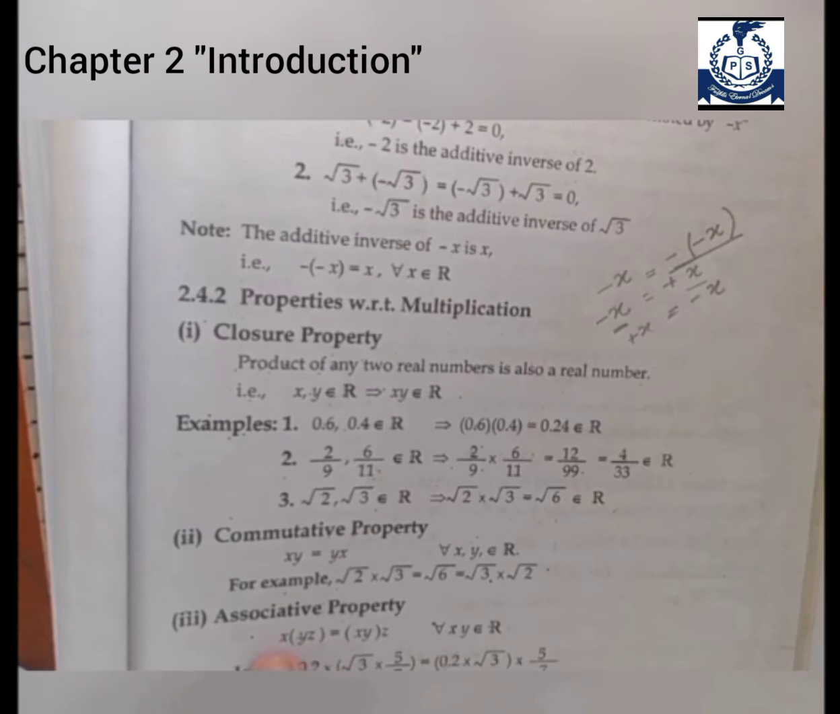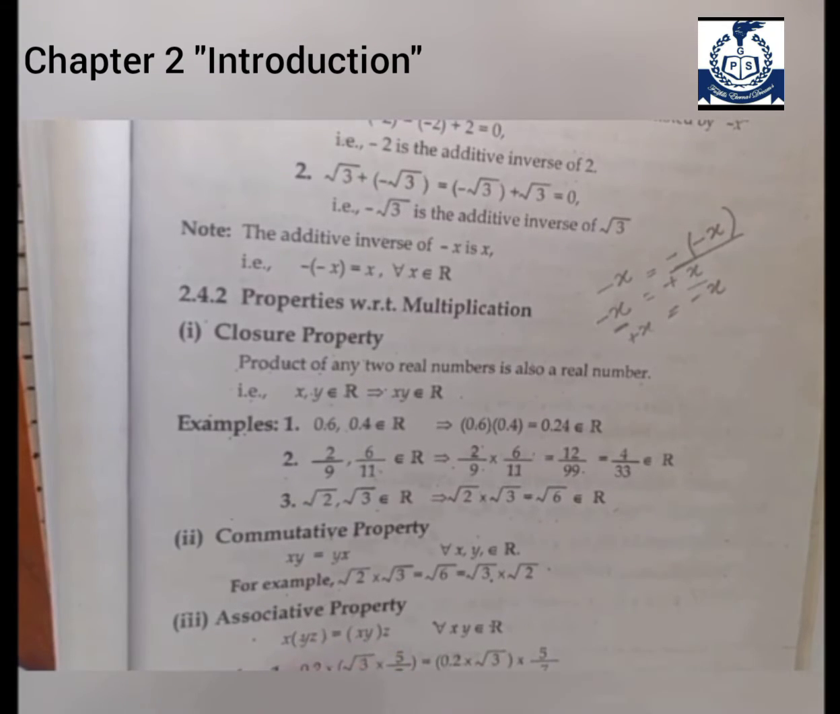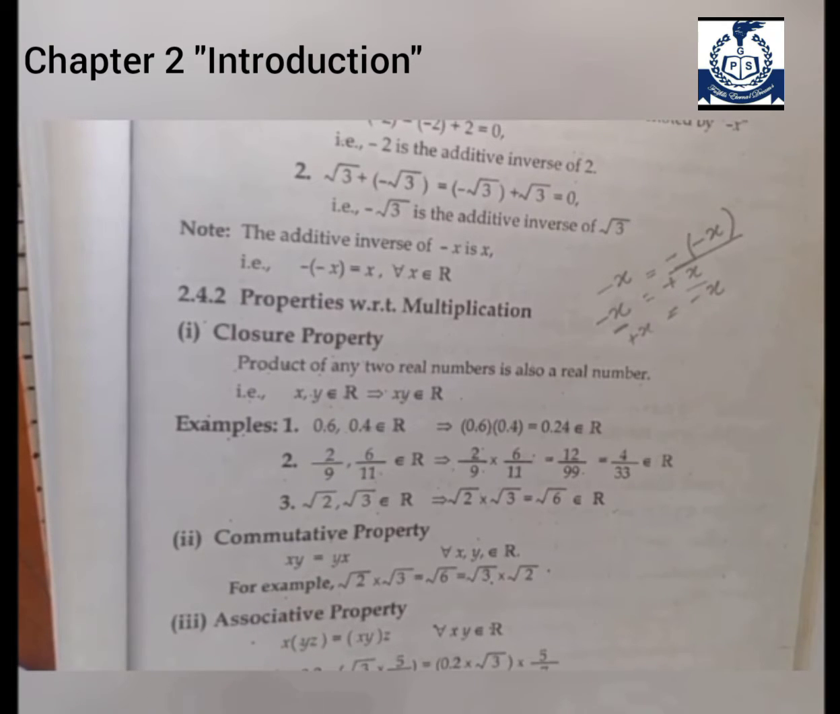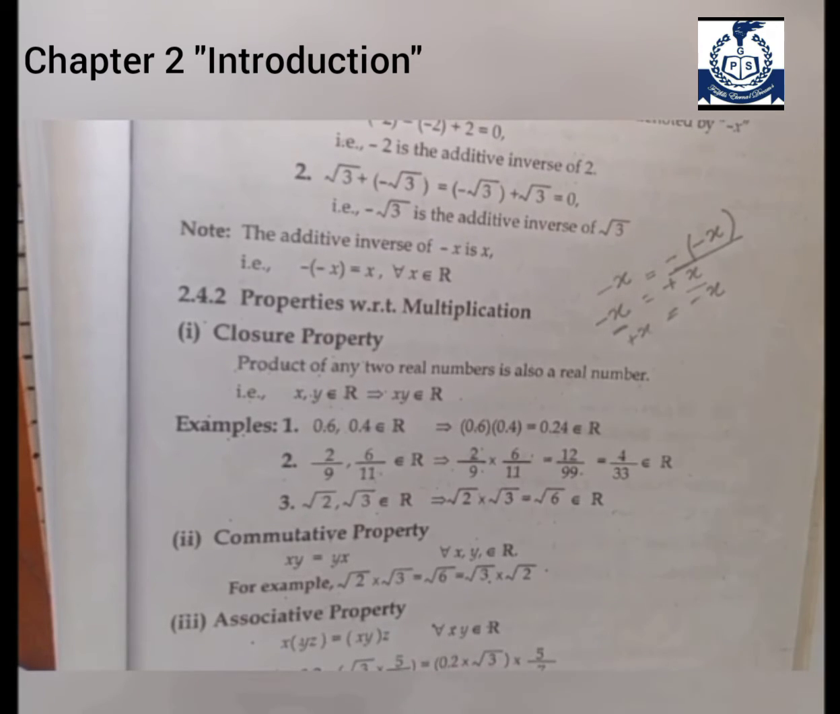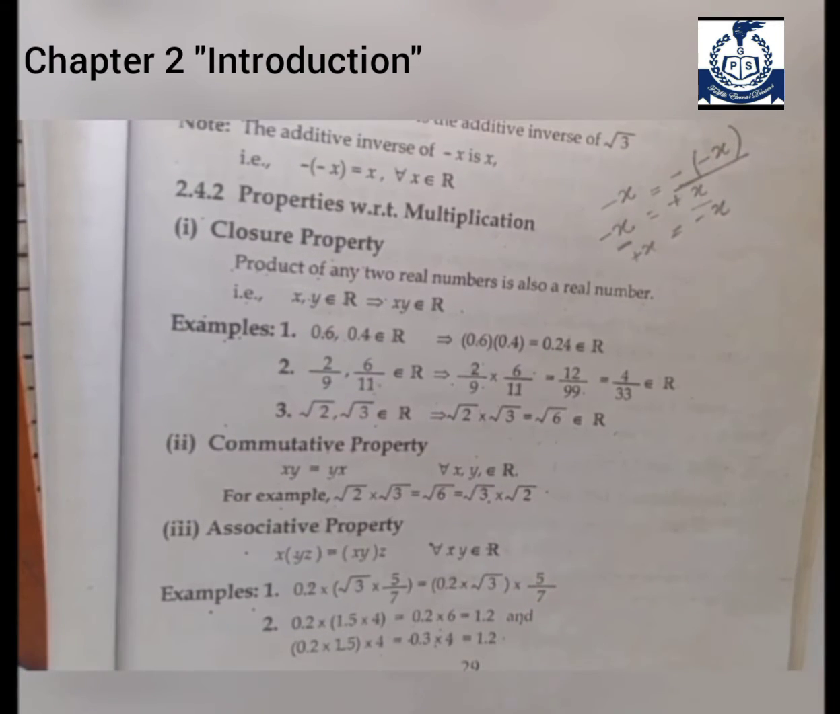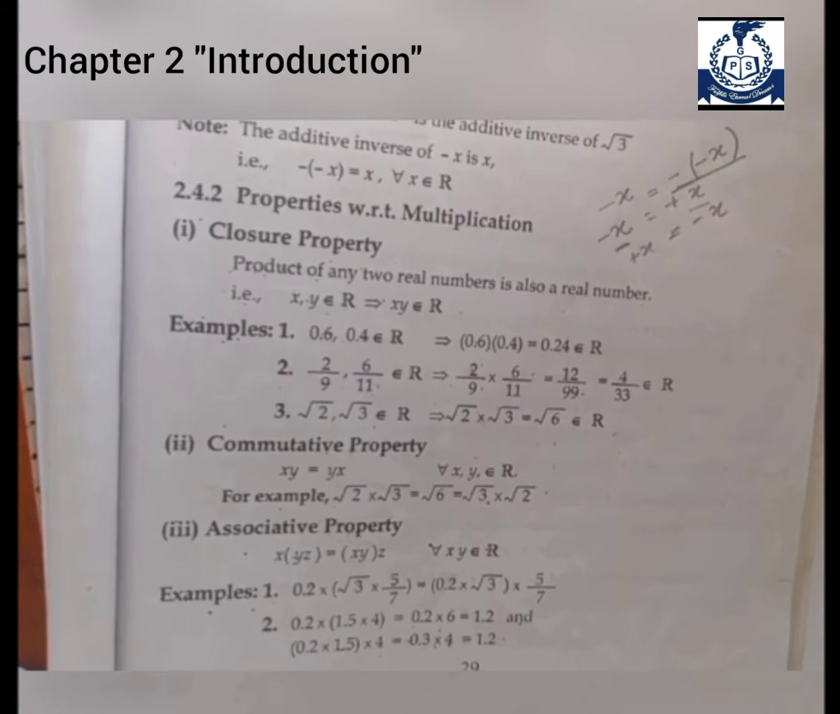Associative property. In associative property we have three values x, y and z. If we first multiply y multiplied by z and then we multiply x, or if we first multiply x multiplied by y and then we multiply z, in both conditions we get the same answer.